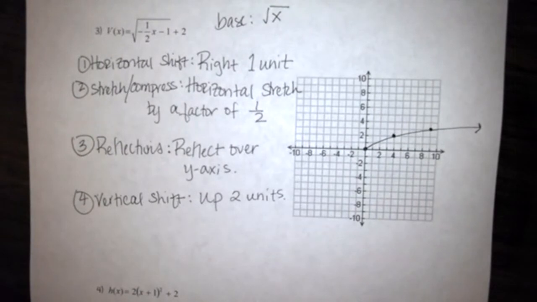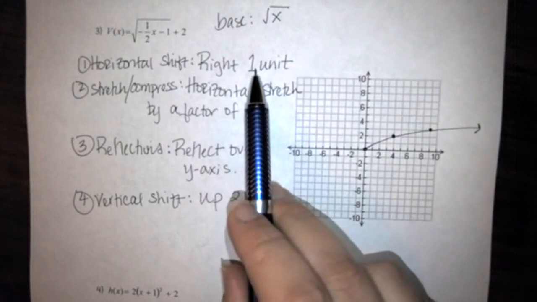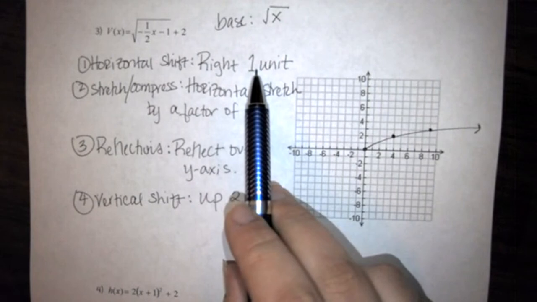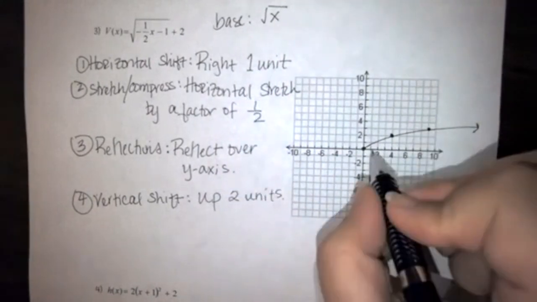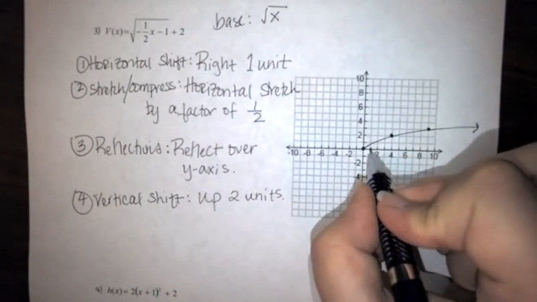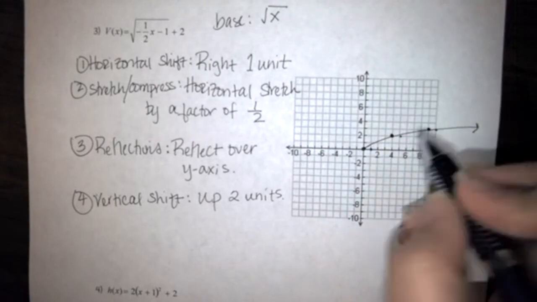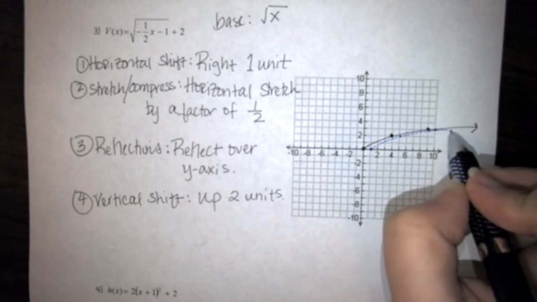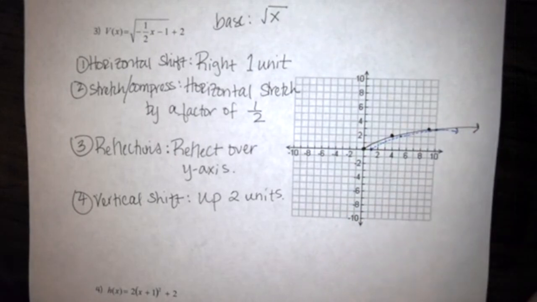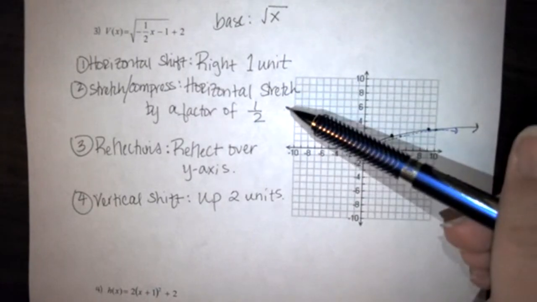So now I need to be able to graph the others. So first and foremost, I've got this horizontal thing here. So my horizontal shift to the right says I'm going to take all these points and move them over 1. So this one moves over 1, this one moves over 1, this one moves over 1, and I kind of have this little graph going right about here. The next thing I have is a horizontal stretch by a factor of 1/2.